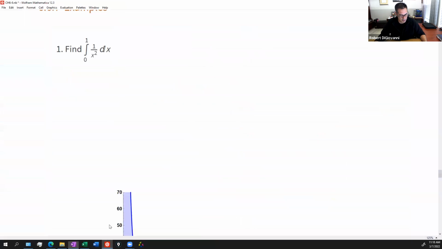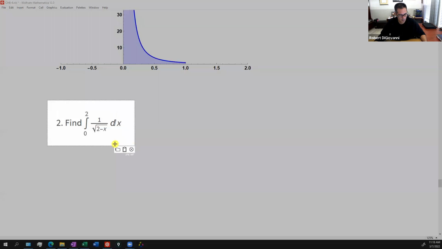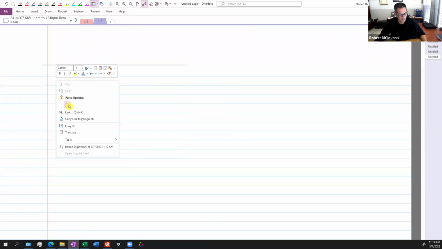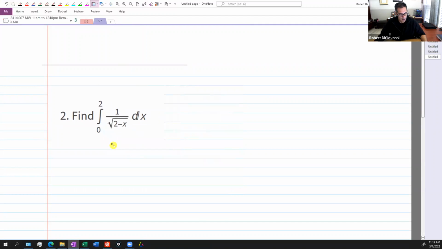Okay, let's look at our next example. All right, so again, I'm going to start off the way I like to start off. I'm going to look at the integrand, and I'm going to ask myself, where do I have discontinuity?